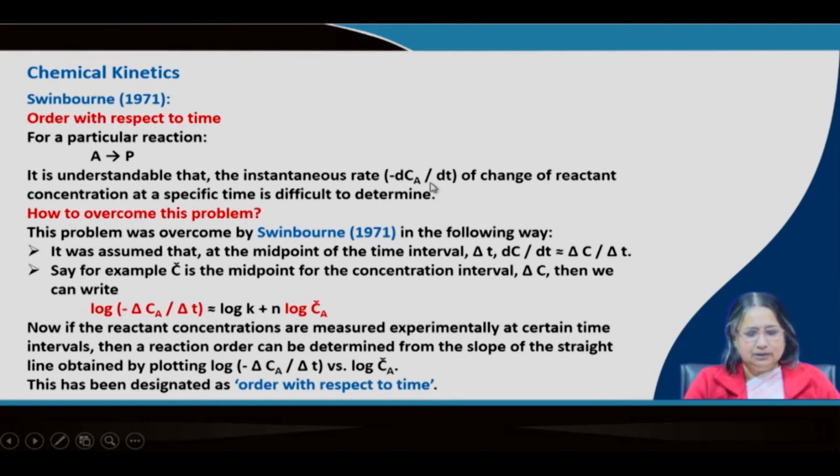Okay, it is very difficult to determine the instantaneous rate. So how then will you get the order of the reaction? By using the previous expression. Swinburne, in 1971, developed two different methods: one is the order with respect to time, and the other is the order with respect to concentration. By these two methods the order can be determined easily.